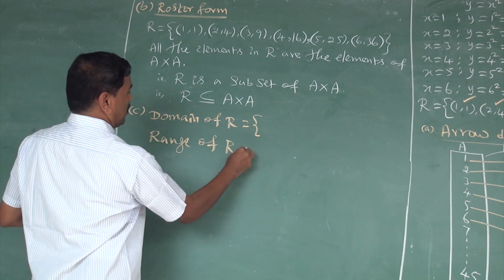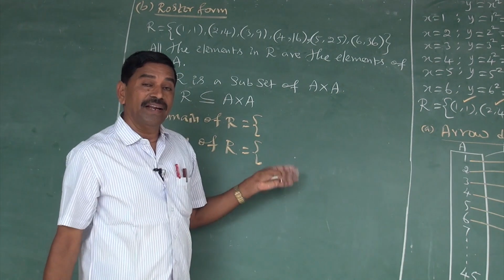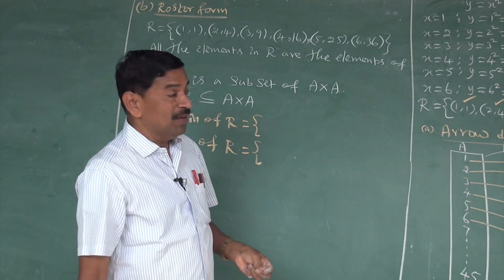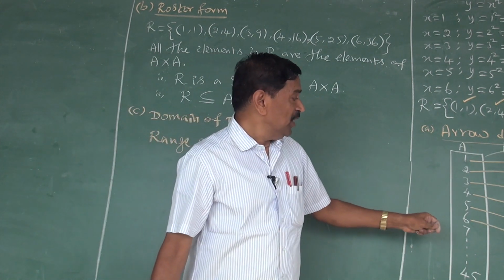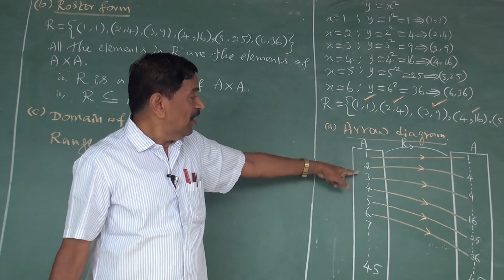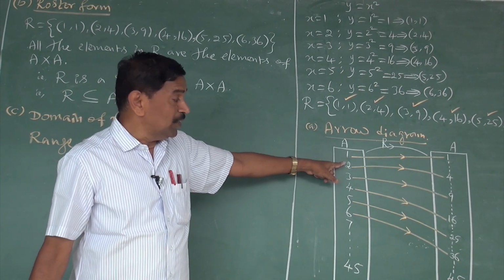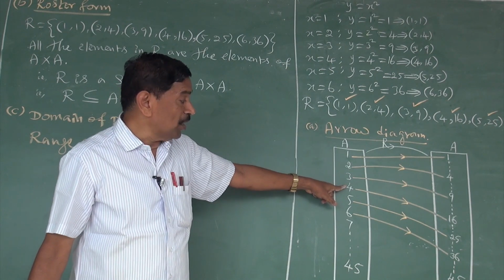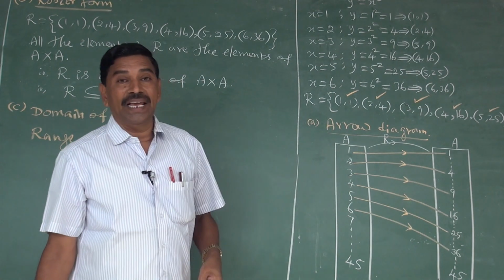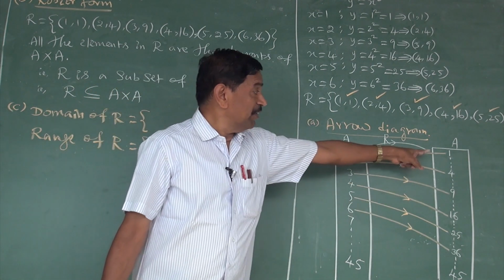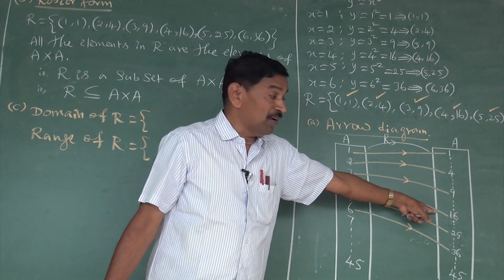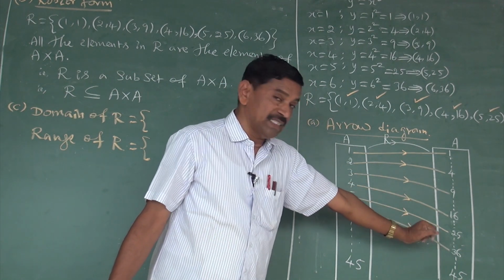Yes, range of the relation R. Now we want to find the domain and the range of the relation R. Any idea how to find the domain and the range? From the arrow diagram one can say, listen, that is the domain from set A. Can you tell me the domain? Domain equals 1, 2, 3, 4, 5, 6. Can you tell me what is the range? Range equals 1, 4, 9, 16, 25, 36.